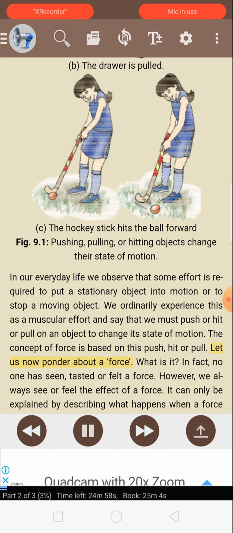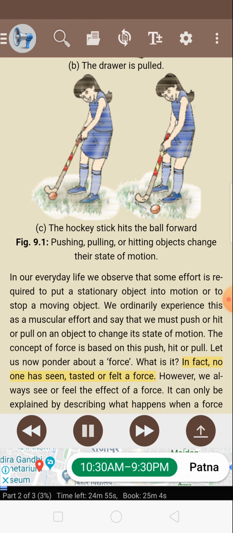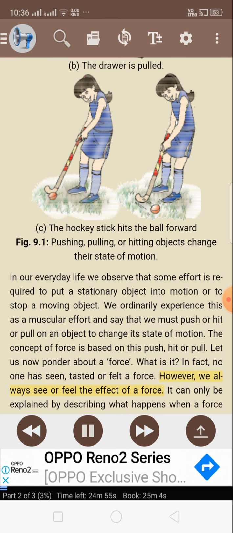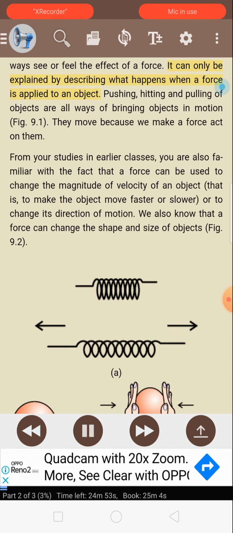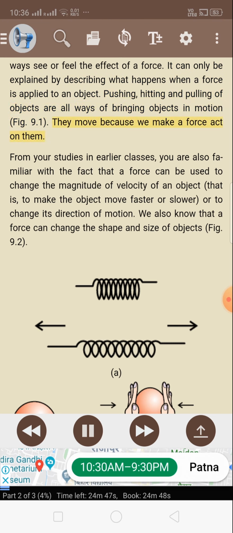Let us now ponder about a force. What is it? In fact, no one has seen, tasted, or felt a force. However, we always see or feel the effect of a force. It can only be explained by describing what happens when a force is applied to an object. Pushing, hitting, and pulling of objects are all ways of bringing objects in motion, Figure 9.1. They move because we make a force act on them.